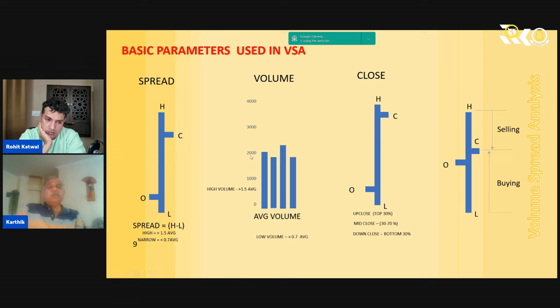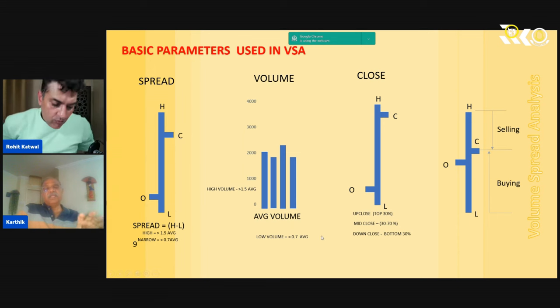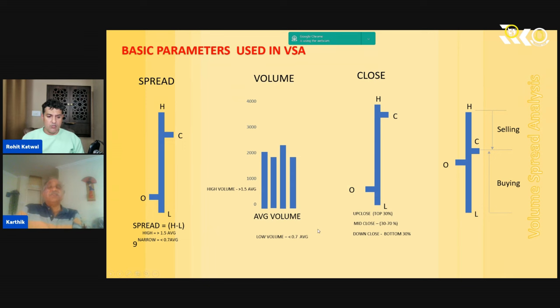Similarly, for volume also, we have to have a benchmark. We consider above 1.5 times the average as high volume, and less than 0.7 times the average volume we consider as low volume. Normally, we would take about a 6 months average as the average volume. Of course, one can have a different benchmark, but I usually take 6 months volume average.